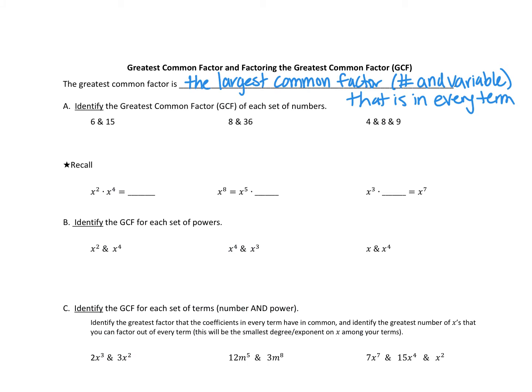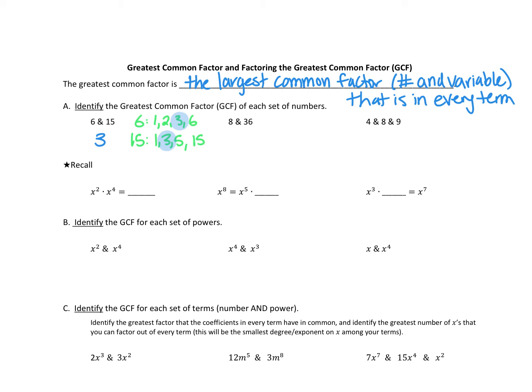The greatest common factor is the largest common factor, meaning number and variable, that is in every term. You learned about this starting in 6th grade. So the greatest common factor between 6 and 15 is 3, because the factors, if you were to list them out, of 6 are 2 and 3, and the factors of 15 are 3, 5, and 15. Of course, 1 is also a factor.